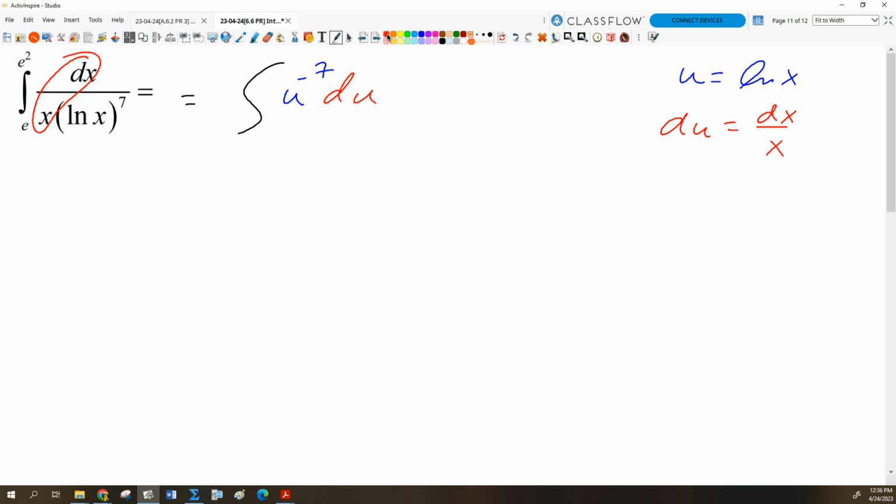Okay, but now I got to change my limits, right? Because I flipped from x's to u's. So what am I going to get for my lower limit? One, right? When x is e, u is 1. u is the log of e, which is 1. How about this one? What's the natural log of e squared? 2. Look at that.